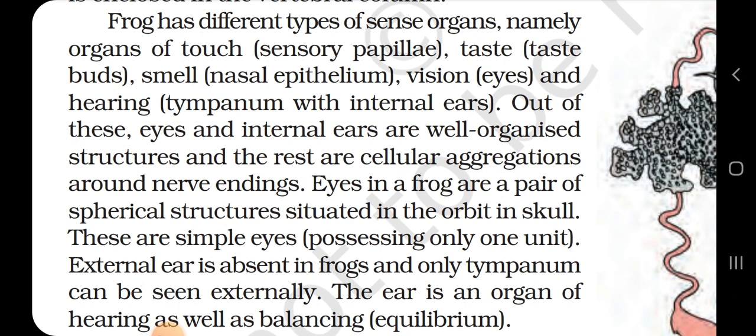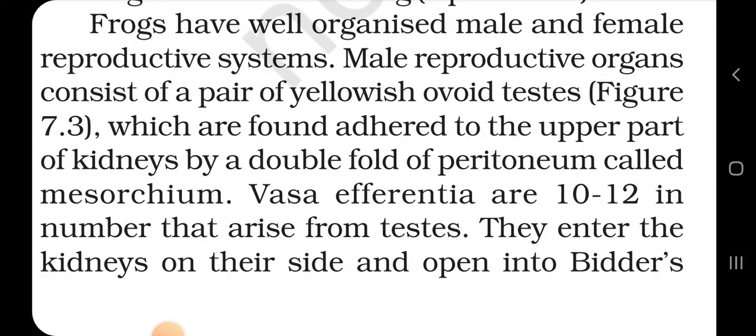Eyes in a frog are a pair of spherical structures situated in the orbit in the skull. These are simple eyes, meaning possessing only one unit. External ear is absent in frogs and only the tympanum can be seen externally. The ear is an organ of hearing as well as balancing, meaning equilibrium. Frogs have well organized male and female reproductive systems.